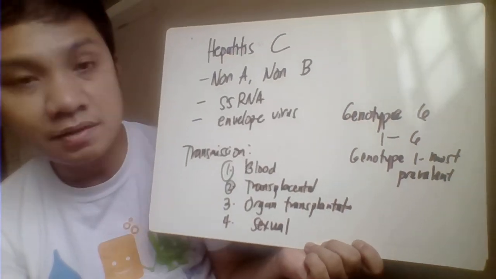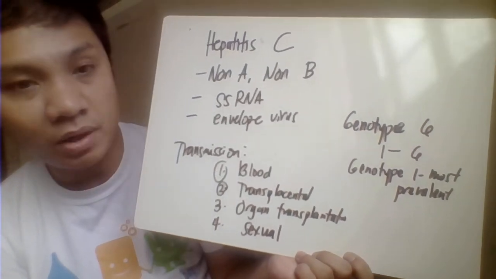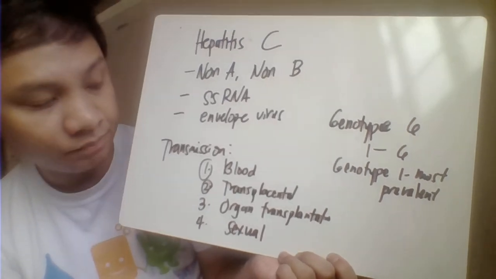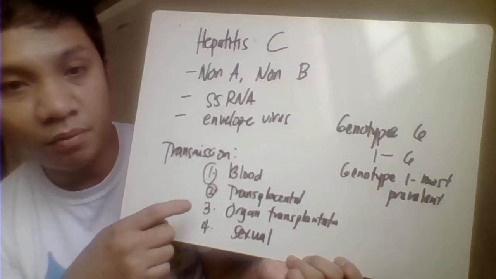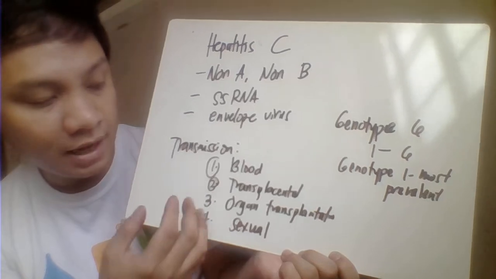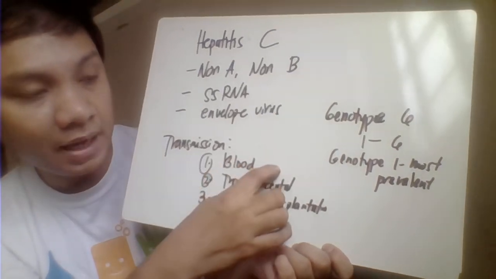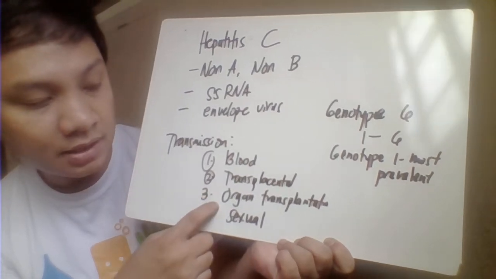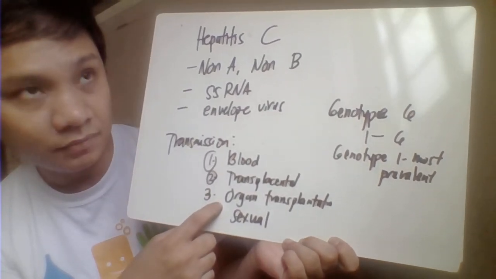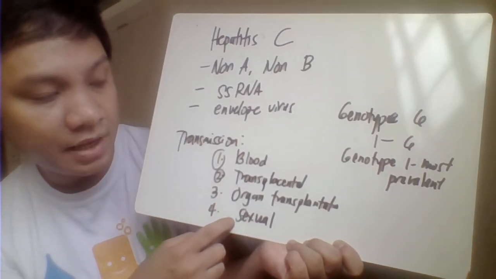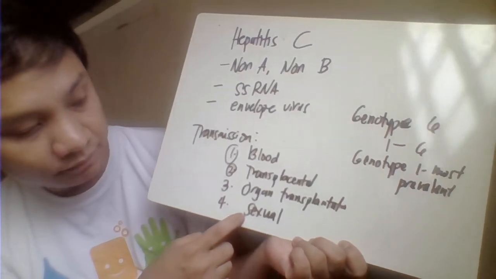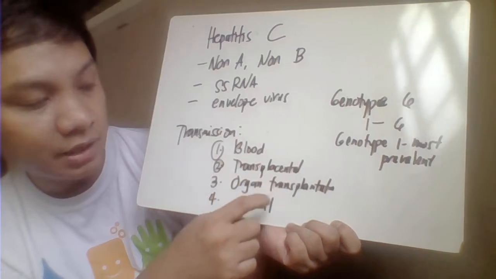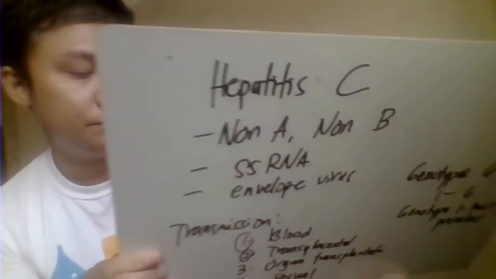Okay, so there are 6 genotypes of this virus labeled as 1 to 6. The most prevalent one is genotype 1. Transmission, we have here bloodborne, like needle stick puncture, something like that. This is your parenteral. So we have organ transplantation, and we have also sexual contact. Blood, transplacental, organ transplantation, we have also sexual.